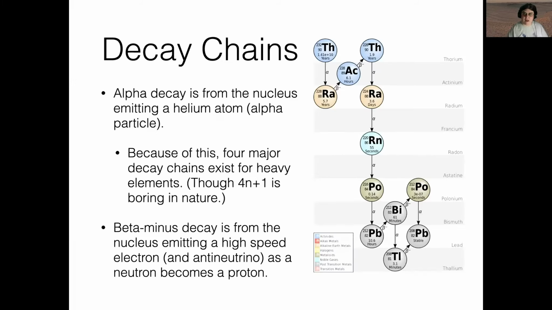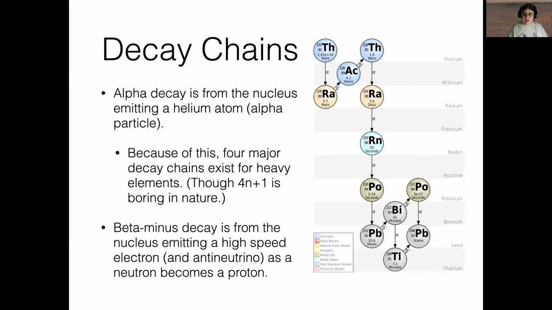So beta minus decay is when the nucleus emits a high-speed electron, which is also called a beta particle. The minus means that it's emitting an electron rather than a positron, a positively charged particle. To balance out the lepton number, the number of electron-like particles, it also gives off an antineutrino. Now, that electron is negatively charged, so the nucleus has to gain a positive charge: a neutron becomes a proton. So this doesn't change the mass of the atom, but it does make the atomic number go up by 1.